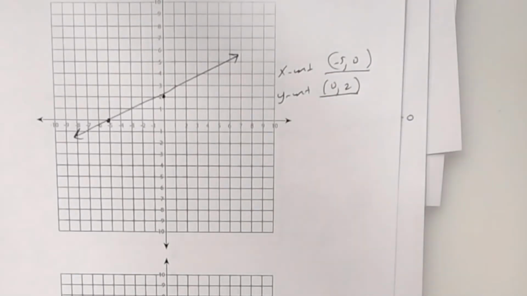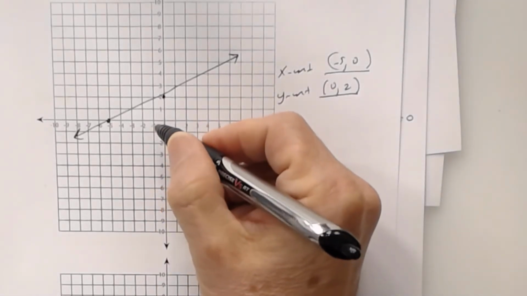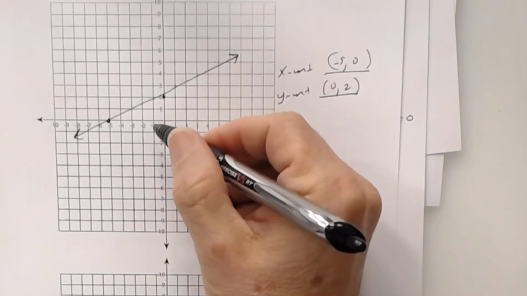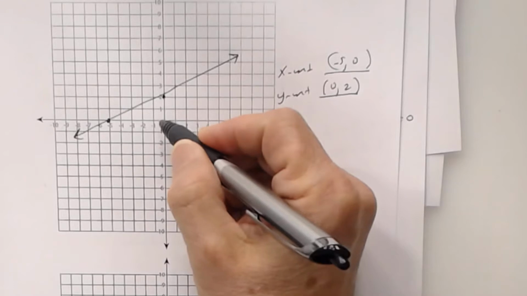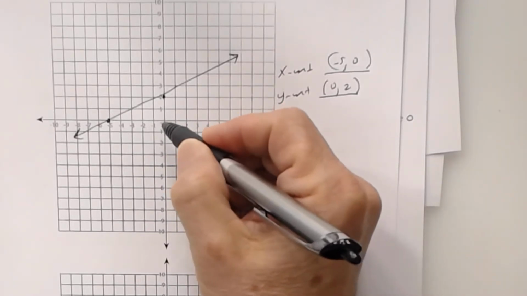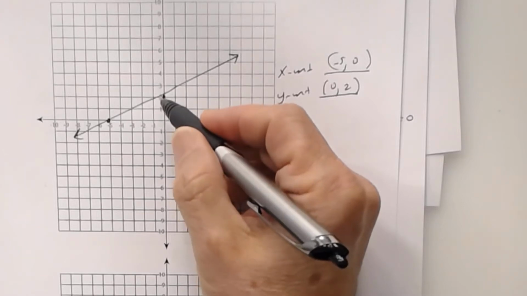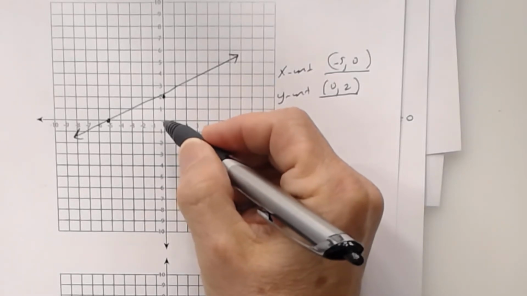Okay, not 2, 0, 0, 2. Because remember, to plot a point, you always start at the origin, right? So if I start at the origin and I go to this point right here, that means I don't go right or left at all. So that means that my x-coordinate's what? 0. But then I go straight up, and what's my y-coordinate? 2.